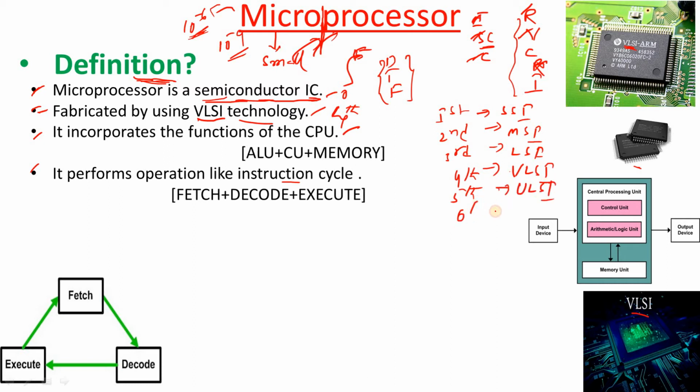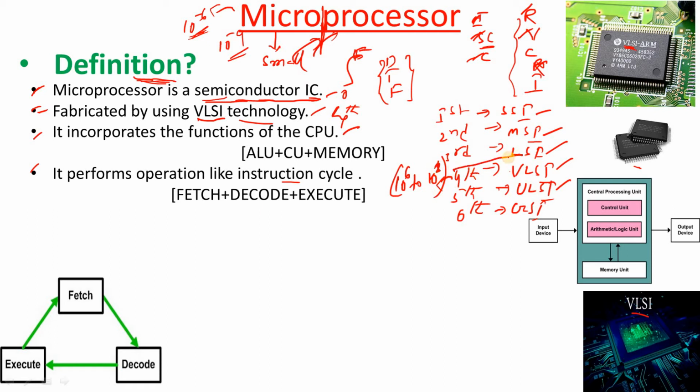Coming to the 6th generation, GSI. SSI means small scale integration, MSI means medium scale integration, LSI means large scale integration, VLSI means very large scale integration, ULSI means ultra large scale integration, GSI means giga scale integration. VLSI means we are generally adding active components, nearly 10 to the power of 6 to 10 to the power of 8 roughly. Millions of transistors are added inside the chip.